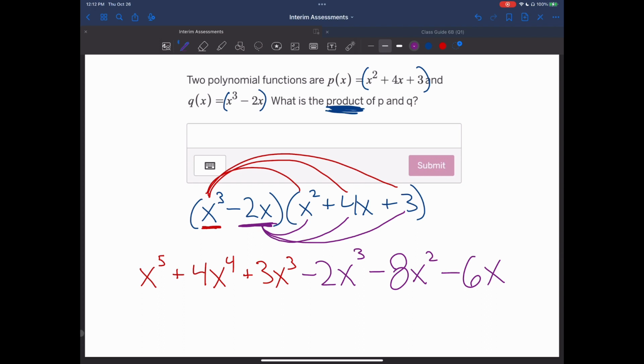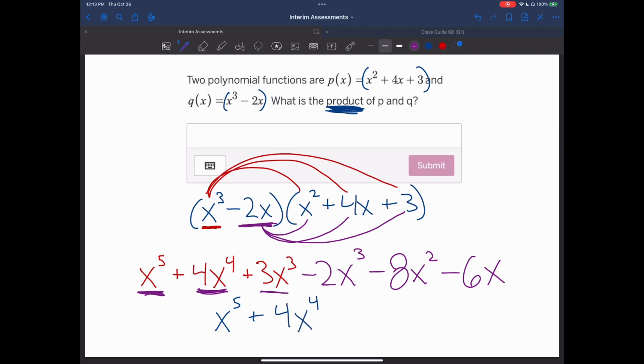Okay, that is sort of kind of your answer, but you want to scan this now and check and see if there are any like terms to combine. So we have 1x to the 5th power. Scanning through, there's no other x to the 5th power, so I'm going to bring that down as x to the 5th. All right, let's check the next one. I have a 4x to the 4th. Do I have any other to the 4th? Nope, doesn't look like it, so I'm going to write that out as just plus 4x to the 4th.